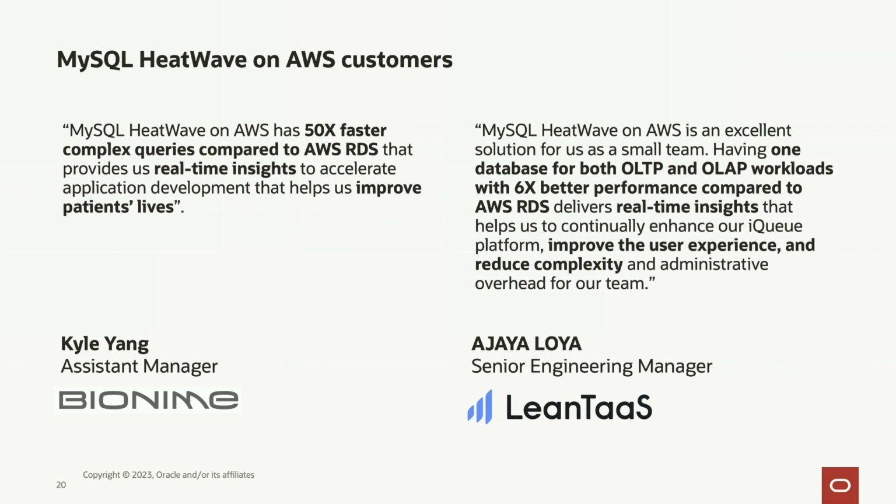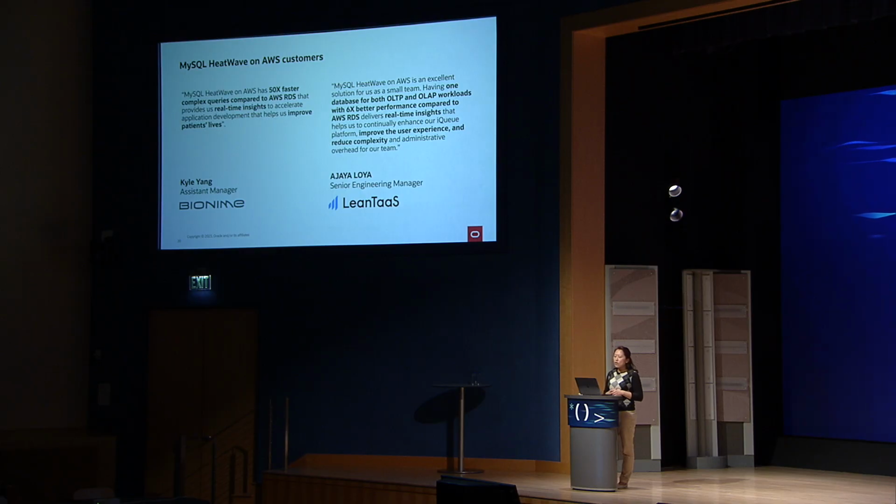These are another two customers who have tried it and found that it is about 50 times faster when testing against their RDS. Lean Task is another customer who has a mixed workload with a really high requirement on network latency. They tried our HeatWave on OCI and found that the latency was too long for the application, but they really liked the acceleration and all the automation from our service. So they tried our AWS service and saw that the latency greatly improved, and that's why they really like our service as well.